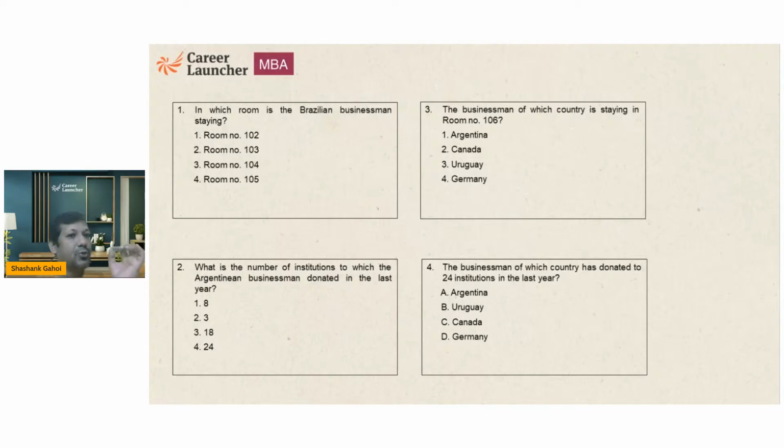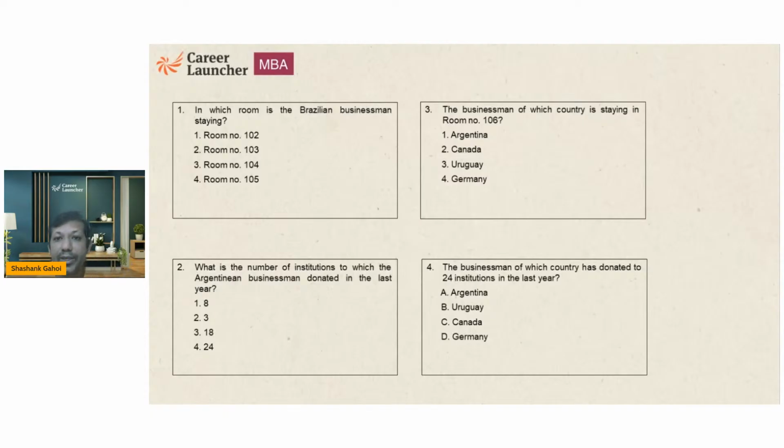So the first question: in which room is the Brazilian businessman? So it means 102, 3, 4, 5. It cannot be 101. It cannot be 106. This is what I know. The number of institutions in which the Argentinian businessman has donated last year: that is going to be 8, 3, 18, and 24. Apart from that, I don't know anything.